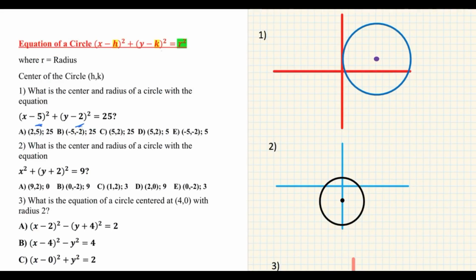Equation of a circle: (x minus h) squared plus (y minus k) squared equals r squared, where r equals the radius and (h, k) is the center of the circle. Let's go to number 1.